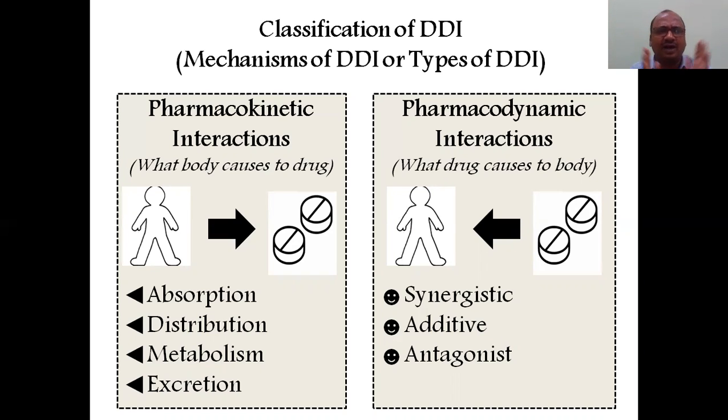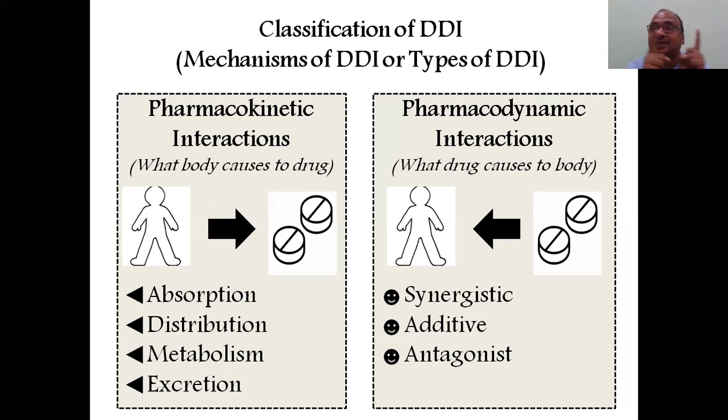We know that pharmacokinetic means what our body does to the drug. Our body absorbs the drug, distributes the drug, metabolizes the drug, and finally excretes the drug. That we know very well. During this process, ADME, there are chances of drug interaction. Absorption of one drug may interact with the absorption of another drug. Keep in your mind, absorption of one drug cannot interfere with the distribution of another drug. Absorption will affect absorption of another drug.